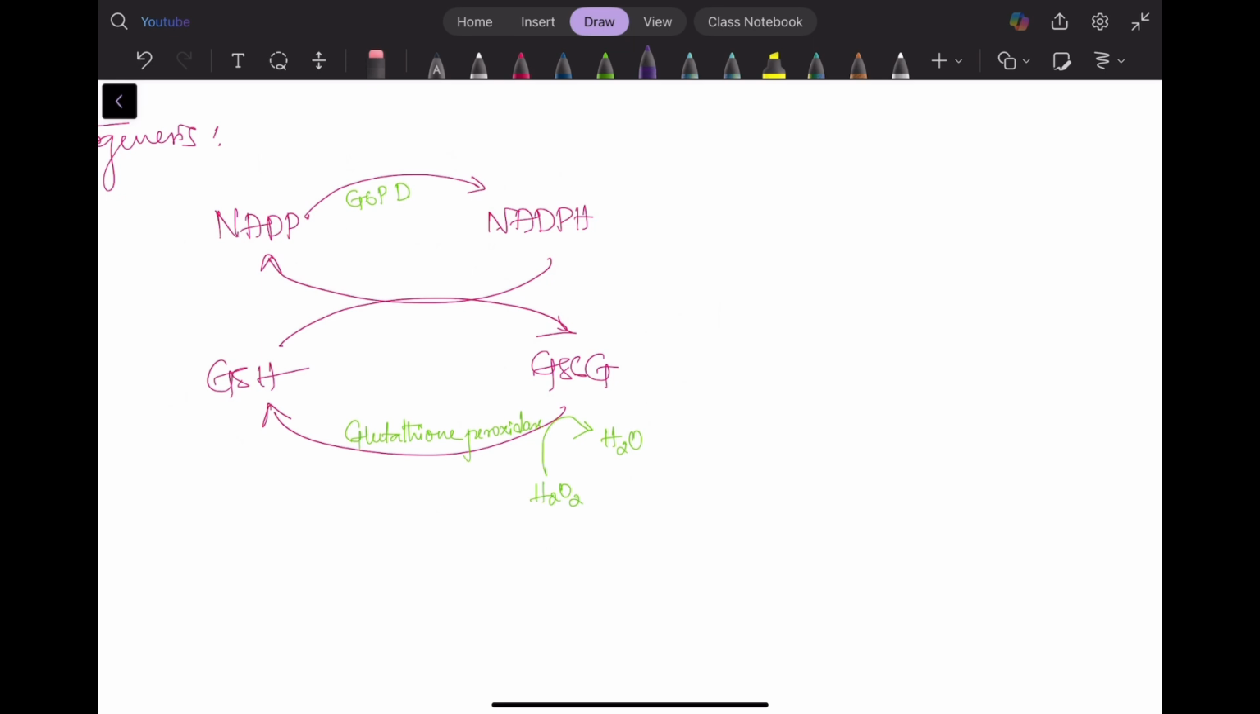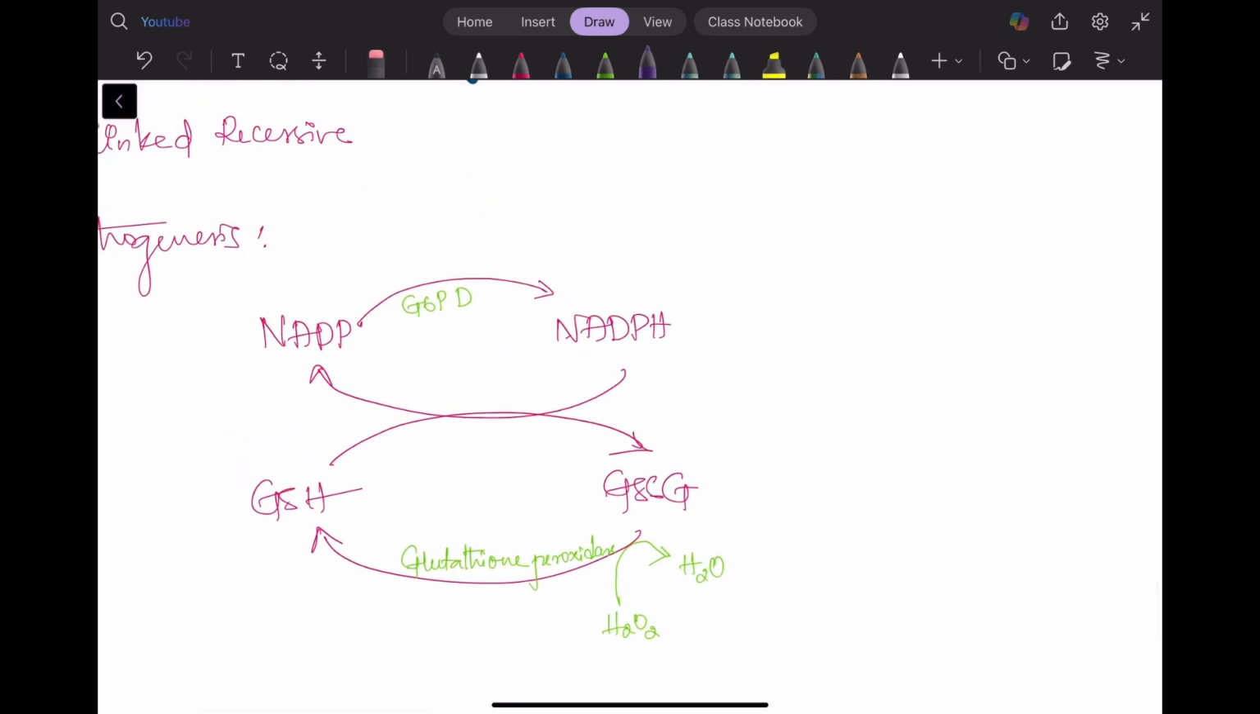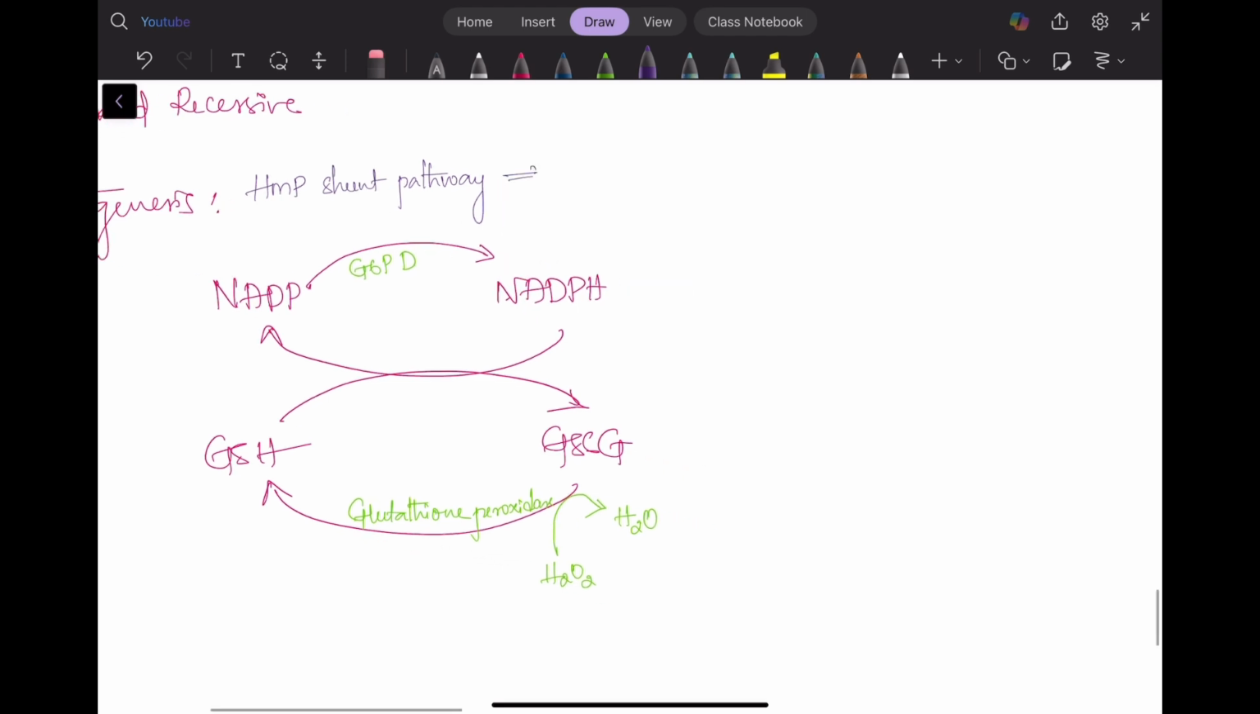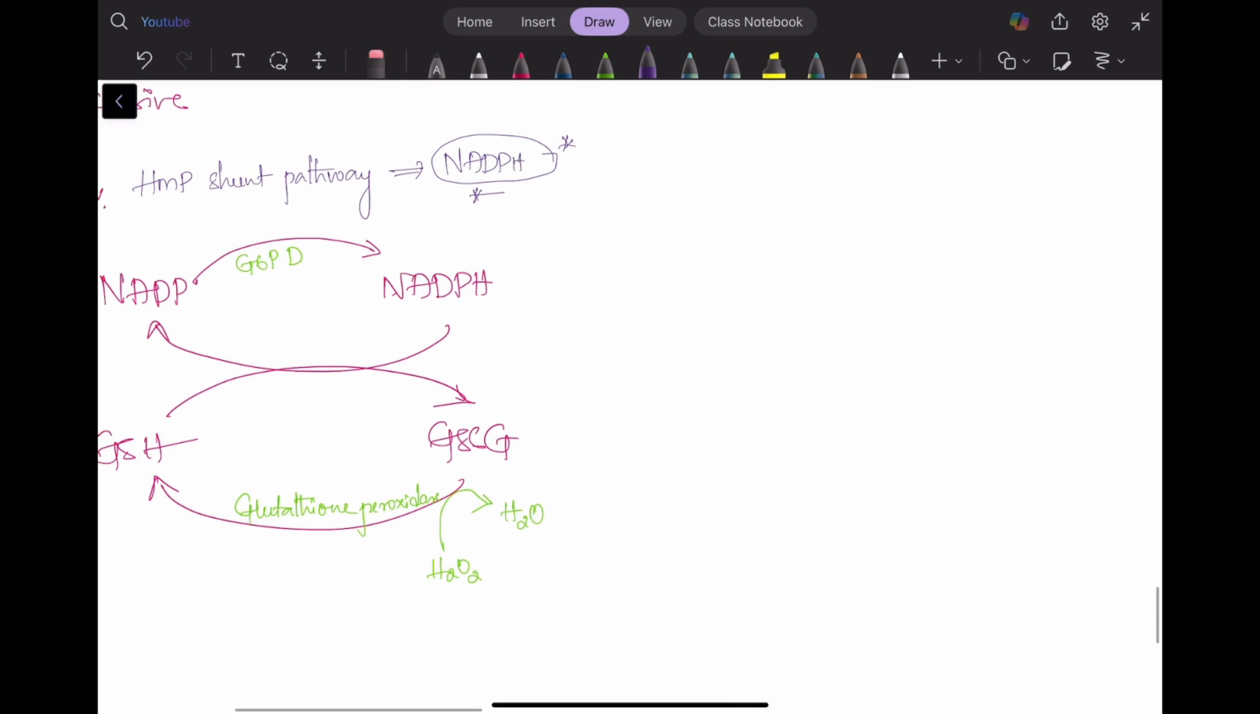Yeah, this is the one which I hate in biochemistry. It's the cycles and everything. Still we have to study. Thank God I passed. So it is the HMP shunt pathway. Right? HMP shunt pathway. What is the benefit of this pathway? NADPH production, right? Which is a very important component.